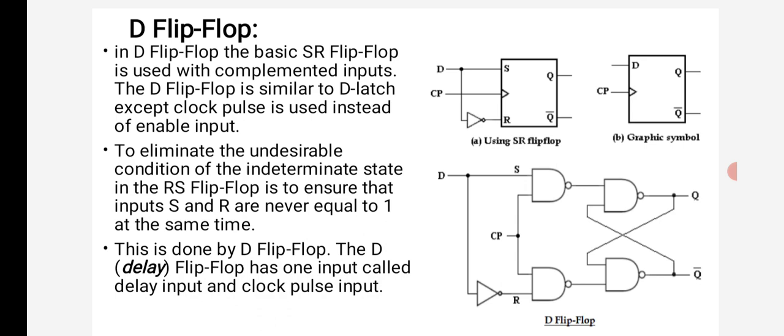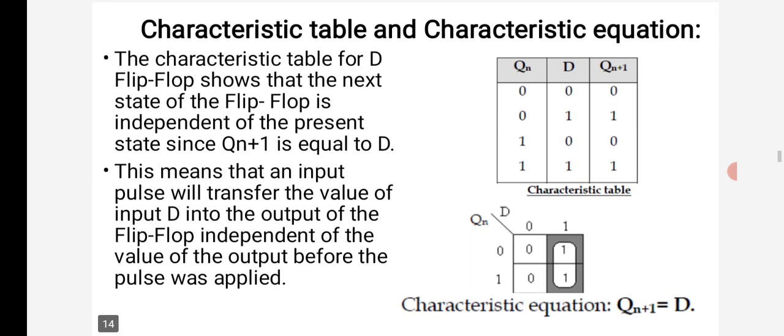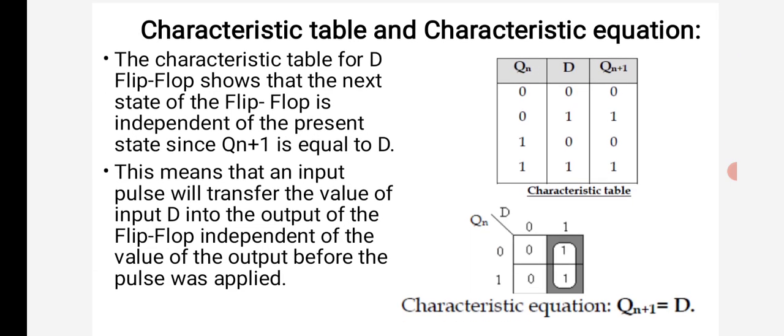The D means delay. The flip-flop has one input called the delay input and also a clock pulse input. Then the characteristic table and characteristic equation of the D flip-flop. The characteristic table for the D flip-flop shows that the next state of the flip-flop is independent of the present state since Qn plus 1 is equal to D. This means that an input pulse will transfer the value of input D to the output of the flip-flop, independent of the value of the output before the pulse was applied.